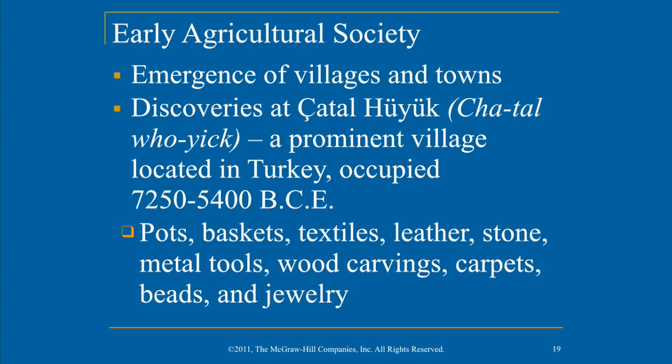This early agricultural society starts to develop towns and villages. These are smaller groups of people that have banded together. We have the discovery of this place called Catalhuyuk, a prominent village in Turkey. It was occupied from 7250 BCE to 5400 BCE. In there we found tons of stuff like pots and baskets and textiles and leather and stone and metal tools and wood carvings and carpets and beads and jewelry.